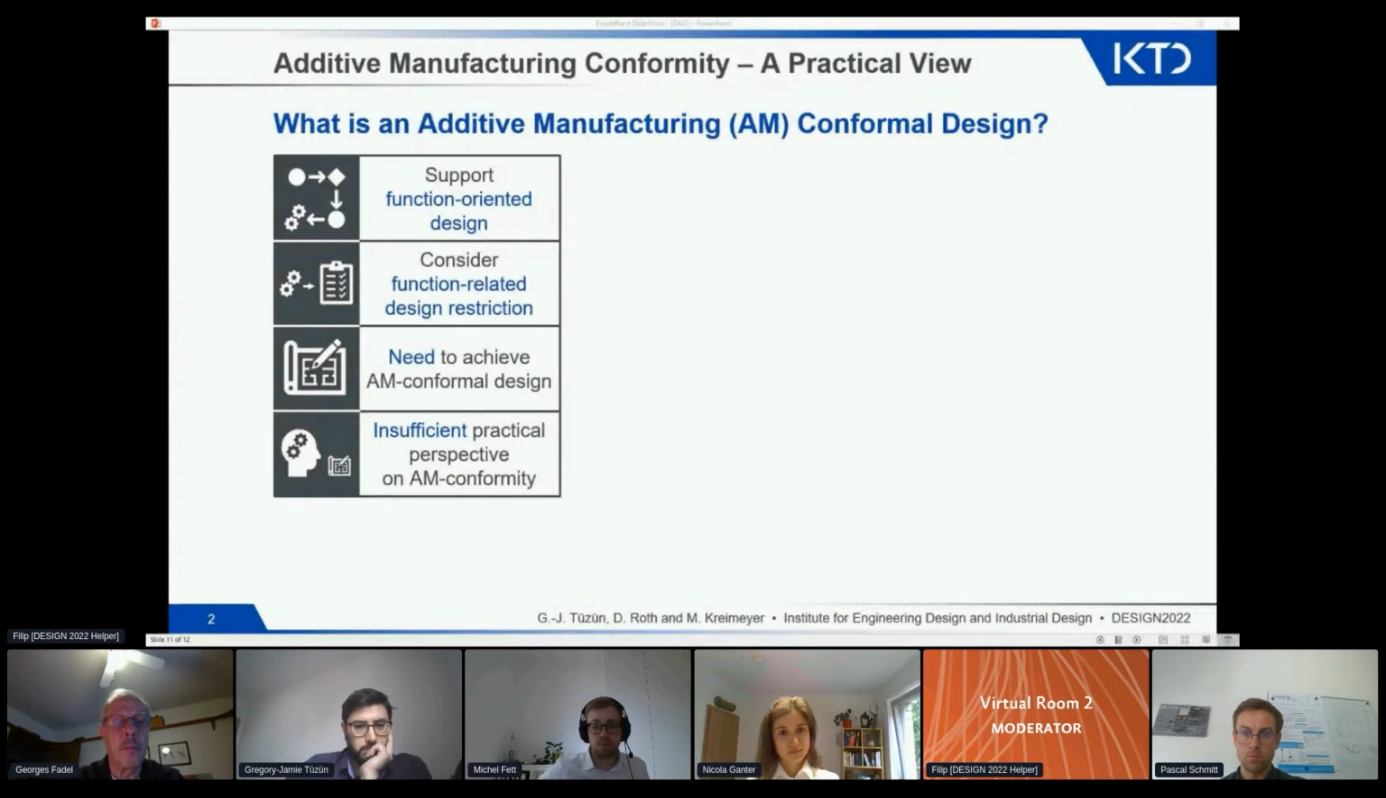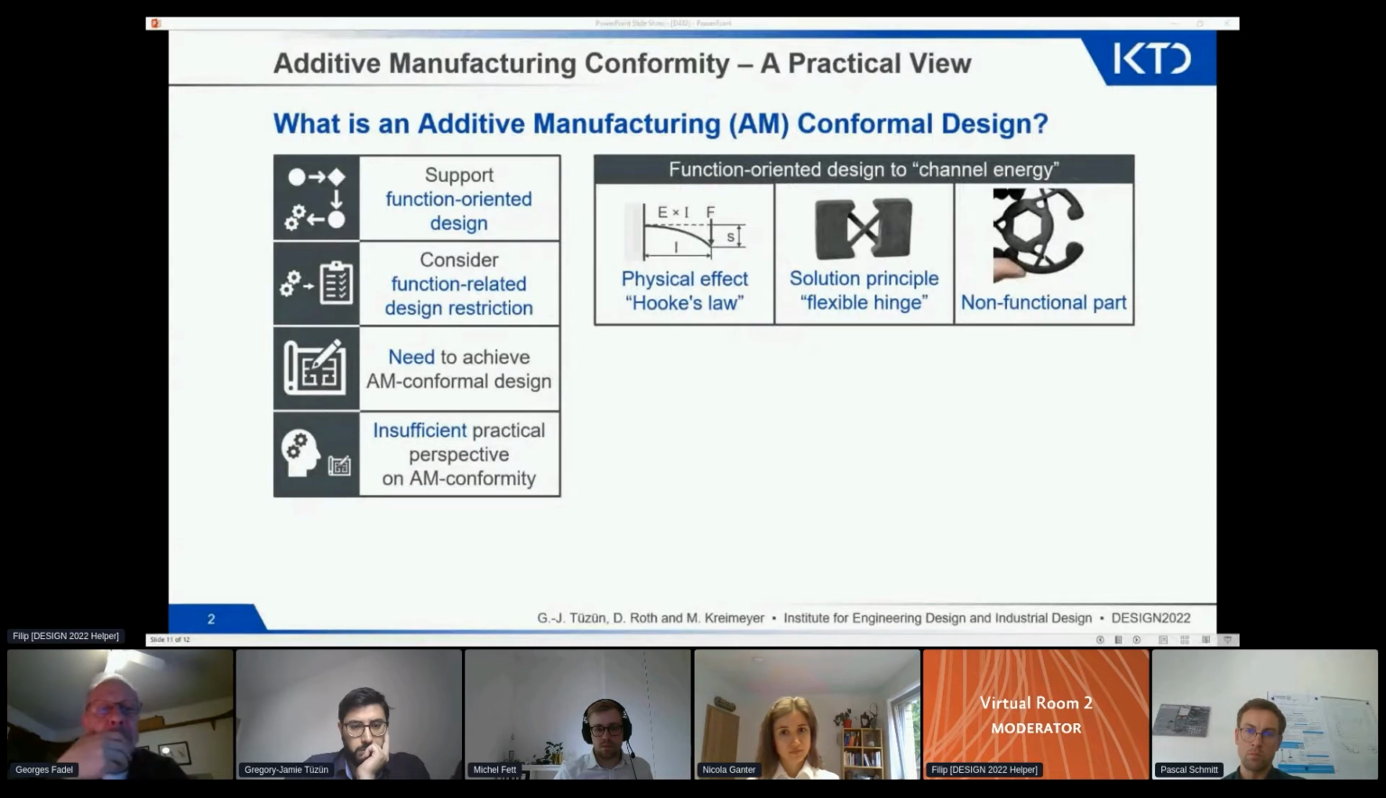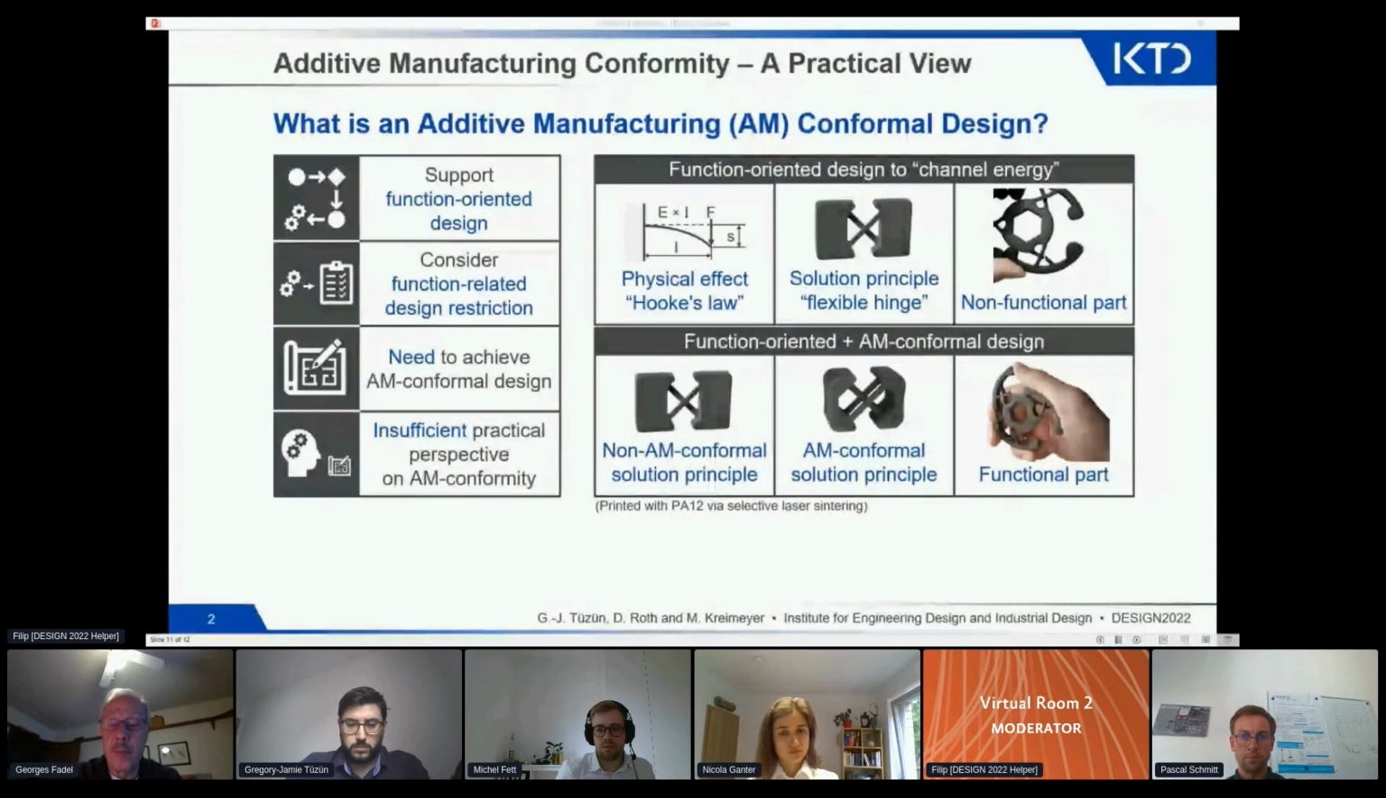Allow me to outline the situation. When we think about functions, for example, channeling some sort of energy from place A to place B, we are searching for a solution principle. We then find a fitting solution principle, which implements a given function through a combination of physical effect plus a specific geometry and material composition. Without consideration of manufacturing processes and functional constraints, we may create a non-functional part design. A better step would be to consider AM conformity early on and design our solution principle with regard to function-related restrictions. That way we reduce potential design iterations later on.